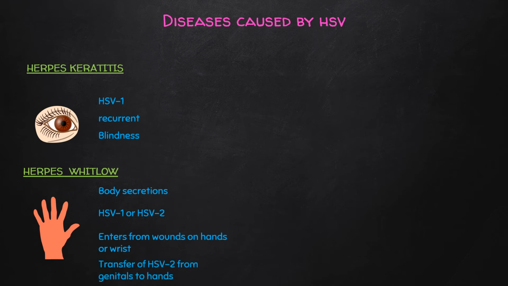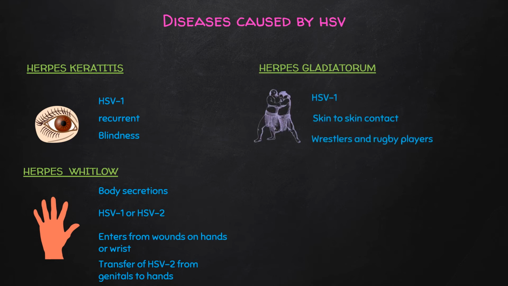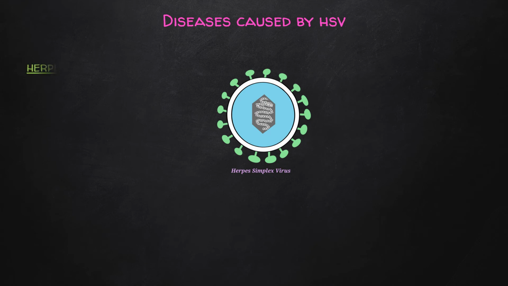Herpes gladiatorum is an HSV1 infection caused by direct skin-to-skin contact, mostly seen in wrestlers and rugby players. Eczema herpeticum, which is found in children with active eczema or pre-existing atopic dermatitis, can spread over the skin at the site of eczema lesions, and can also spread to other organs such as the liver and adrenals. Herpes simplex virus also causes proctitis, which is an inflammation of the rectum and the anus.